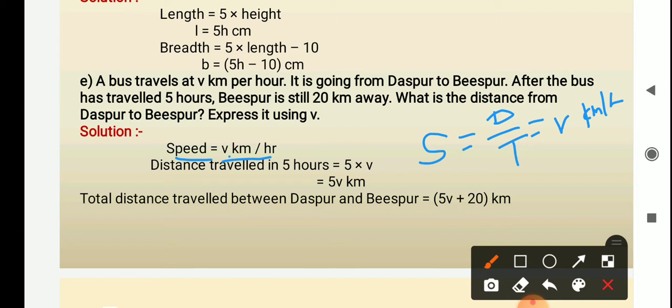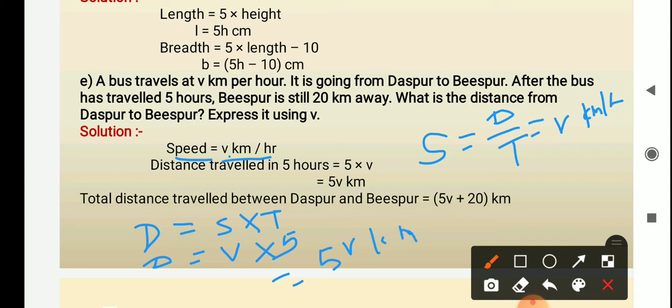Now here, after the bus has traveled 5 hours, Bispur is still 12 km away. So what is the formula for distance? Distance is equal to speed into time. Now here speed is given as v kilometer per hour and time is given as 5 hours. So we get distance 5v kilometer. Okay. So here the distance traveled in 5 hours is 5v kilometer. But after the bus travels 5 hours, Bispur is still 12 km away.